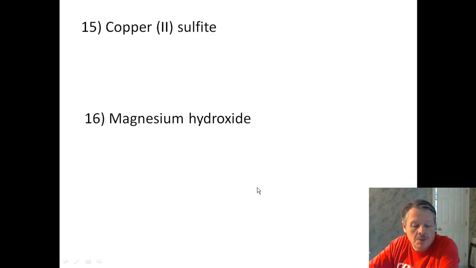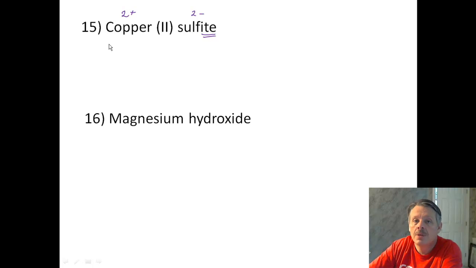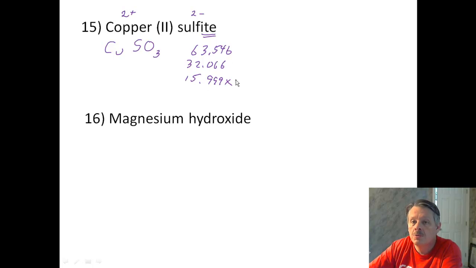And how about the last couple? Copper sulfite. Copper is 2+. Sulfite is 2-. Sulfite, we have to be careful with that. That's Cu, and sulfite is SO3. And the 2 and the 2 cancel. So all I have to do is add them up. So 63.546 for copper, 32.066 for sulfur, and 15.999 times 3 for oxygen. Add them all up, and I get 143.609, and that is grams, molar mass.